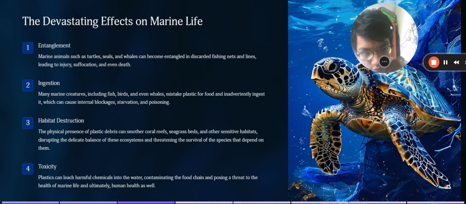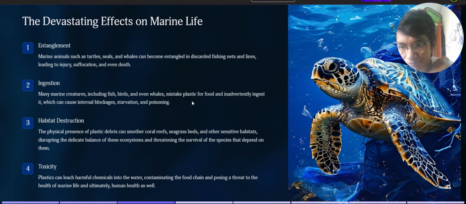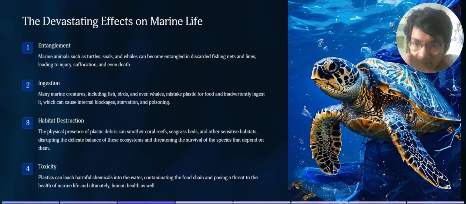Okay. The devastating effects on marine life. Entanglement. Marine animals such as turtles, seals, and whales can become entangled in discarded fishing nets and lines, leading to injury, suffocation, and even death.